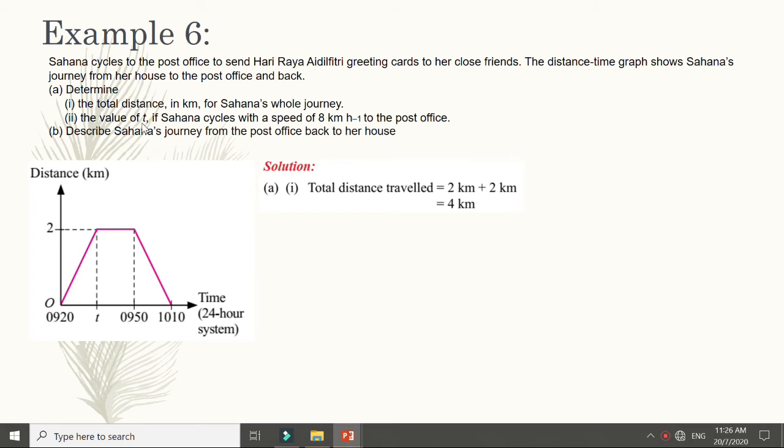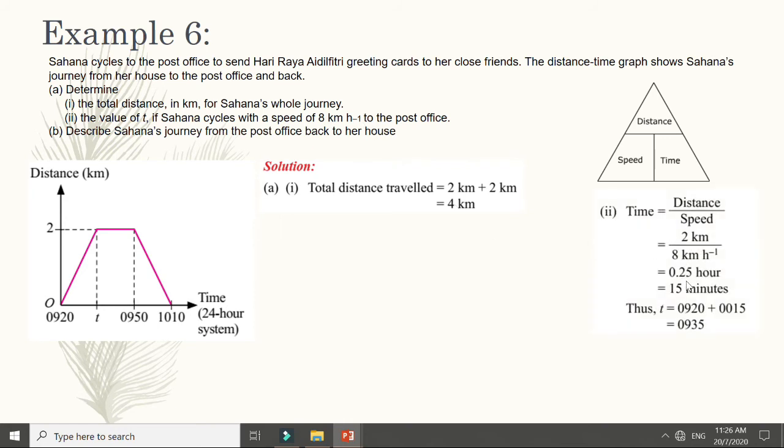Second, find the value of t here. If Sahana cycles with a speed of 8 km per hour to the post office, so if you want to find the time, remember you have learned the formula of distance, time, and speed. So to get the time, it is distance over speed. Therefore, the distance is 2 over the speed given is 8. So 2 divided by 8, you will have 0.25 hour. Then you convert it to minutes by multiplying 60, so you will have 15 minutes. Therefore, if you want to find the t, you have to start from 9:20 plus another 15 minutes over here. So the answer will be 9:35.